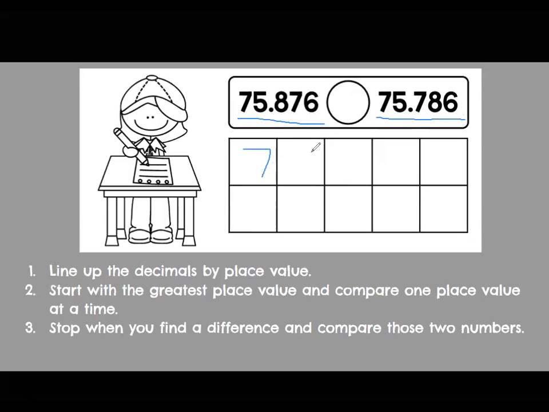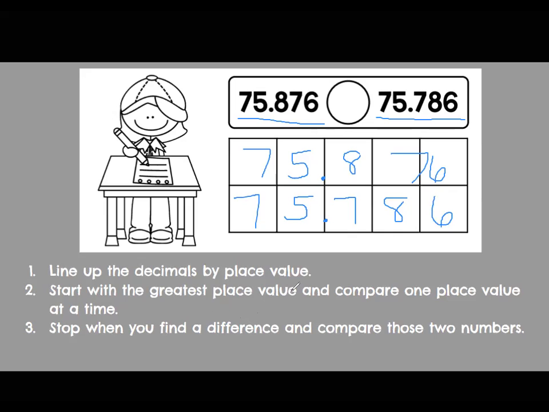So we have 7, 5, and then on the right, my decimal, 876, and then 75 and 786 thousandths. All right, so we lined up the decimals by the place value.